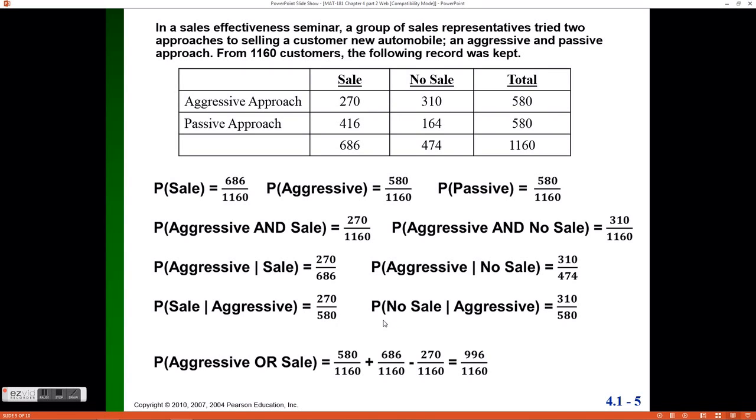A similar calculation over here for the probability of no sale given the aggressive approach was used. I am given the aggressive approach is used, so I am only looking at the 580 customers in the first row. Out of those 580, 310 did not buy a car, yielding me this relative frequency here.